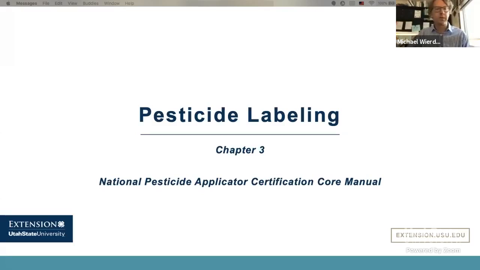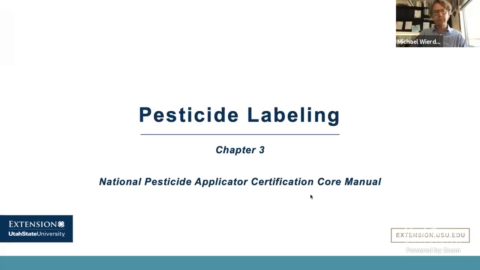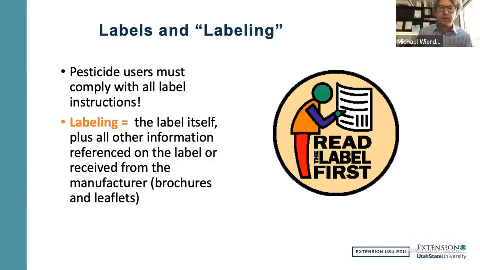Our topic for this chapter is pesticide labeling. It is a federal and state requirement that pesticide users read and follow all label directions. That includes not only the label itself, but any additional brochures or leaflets referenced on the label or received from the manufacturer. The label and all of its pieces provide instructions to protect human health and the environment and achieve effective pest management.